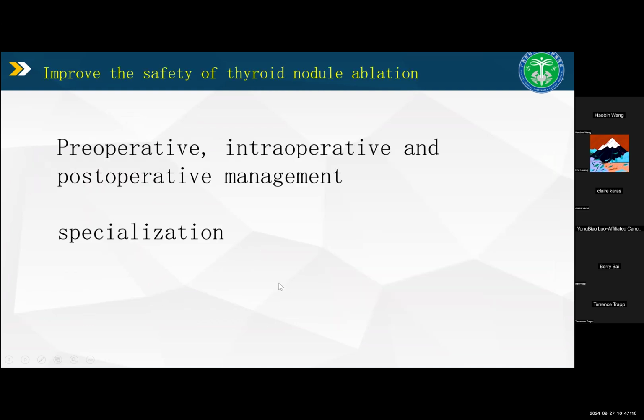If we want to improve the safety of thermal ablation of thyroid nodules, we need to carry out whole process and specialized management, including during and after the operation, so as to ensure the effectiveness and safety of our ablation.